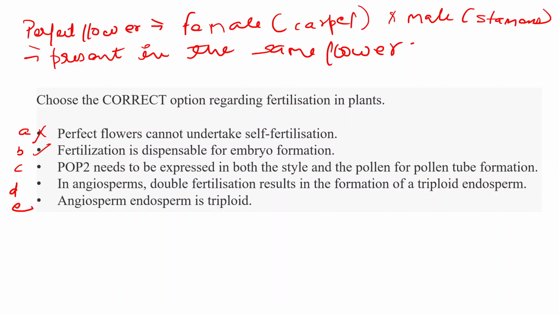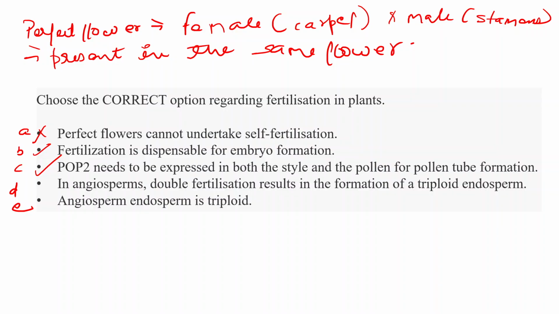Then POP2 needs to be expressed in both the style and the pollen for pollen tube formation. Is it true or false? Yes, it is true, because POP2 encodes GABA transaminase which regulates the GABA levels. So both maternal tissue, that is style, and pollen require proper POP2 activity for correct pollen tube growth and guidance. So this is a correct statement. You understood? So POP2 needs to be expressed in both style and pollen.